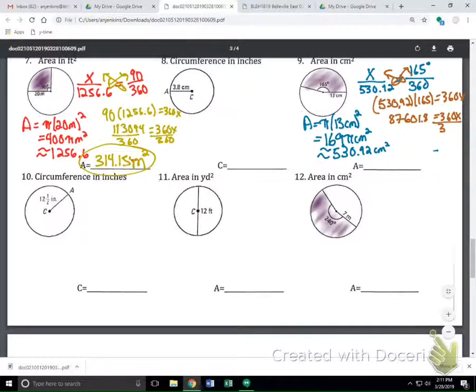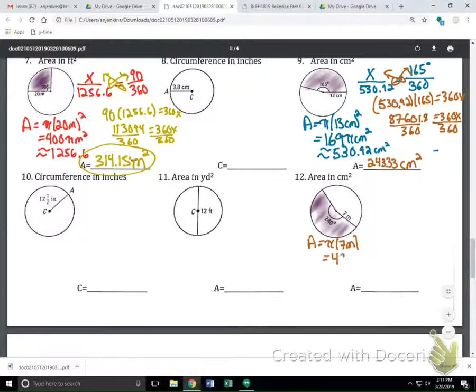Okay, we want to get x by itself, so we divide by 360. And what do you get when you do that? 243.33? Okay. Do you guys want a second to finish that one up? Okay, so our last one.